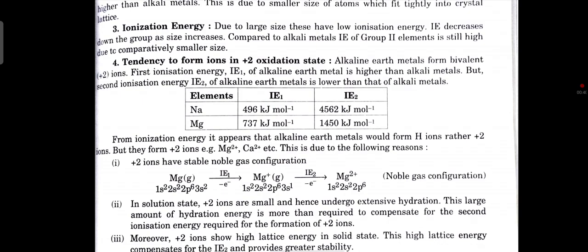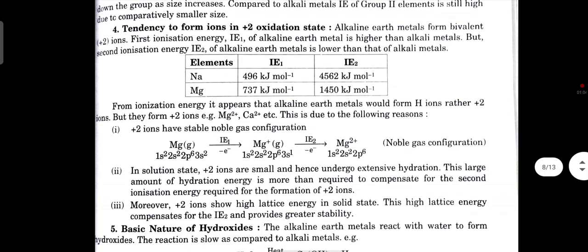The ionization energy: due to the large size of these elements, they show low ionization energy. Ionization energy decreases down the group as the size increases. Compared to alkali metals, the ionization energy of group 2 is still high due to their comparatively small size.